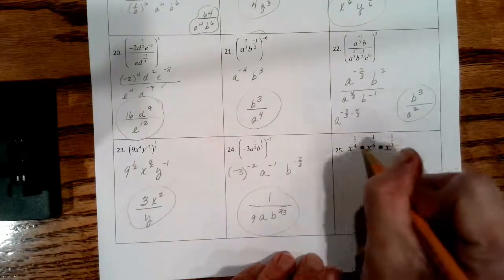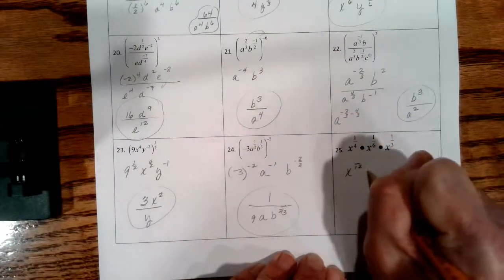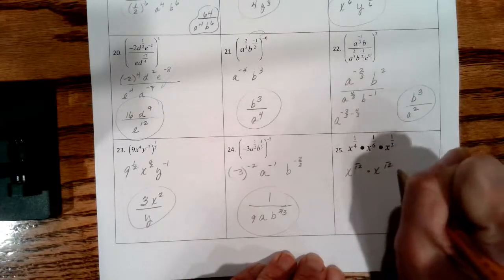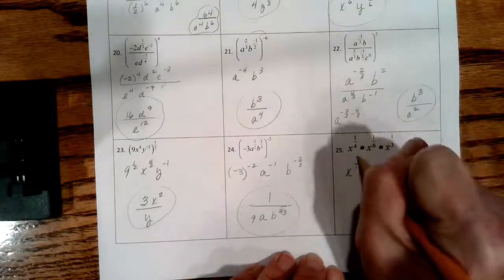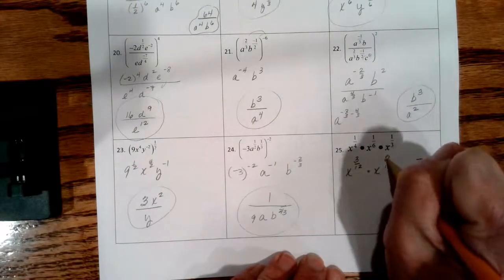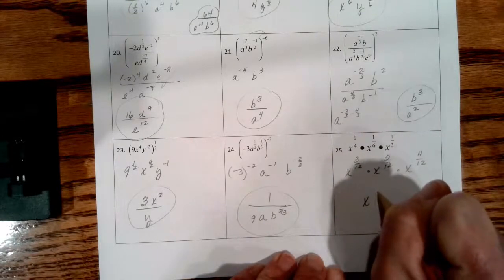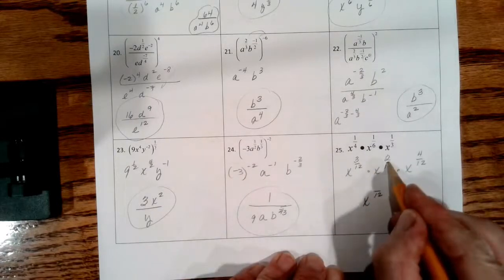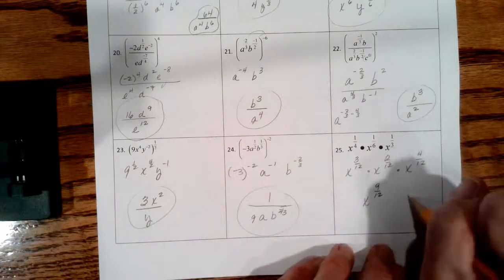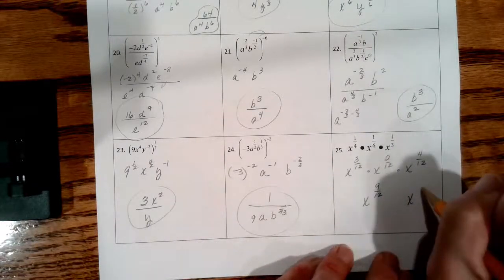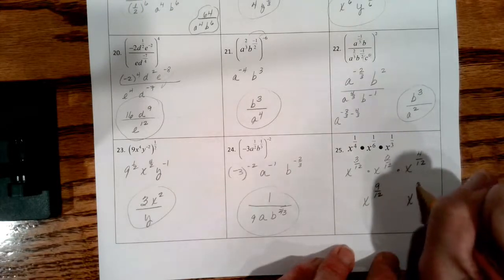Same base. I'm going to add my exponents. My common denominator is going to be 12ths. So I'm going to put each x's power into 12ths. This one is 3/12, this is 2/12, and this is 4/12. So I'm going to end up with x to the 3 plus 2 is 5, plus 4 is 9, 9/12 power. And of course that simplifies. Dividing the 3 out is going to be 3x to the 3/4 power.